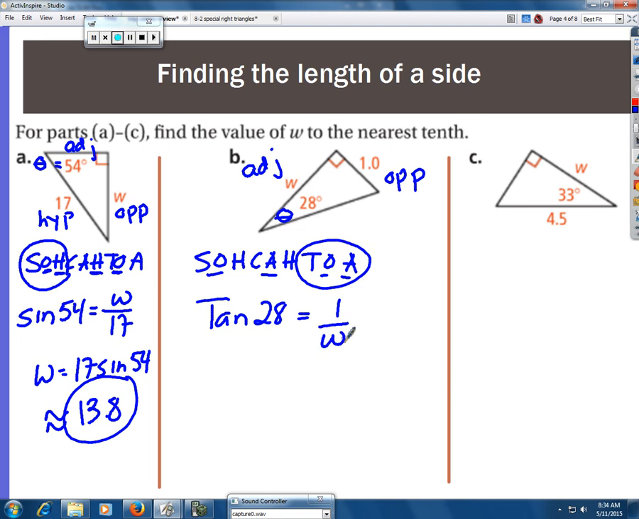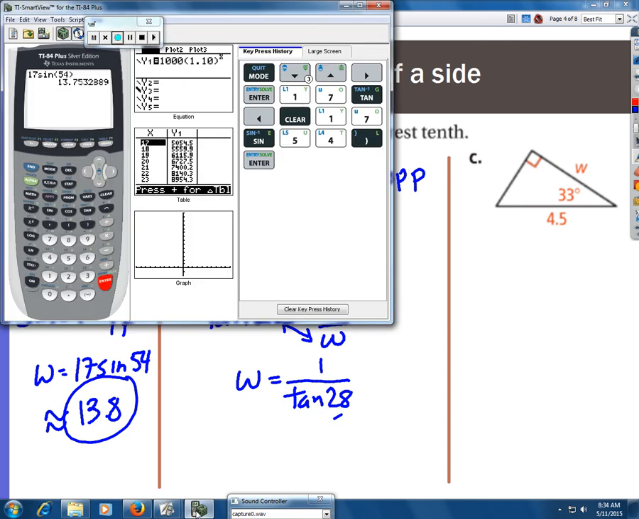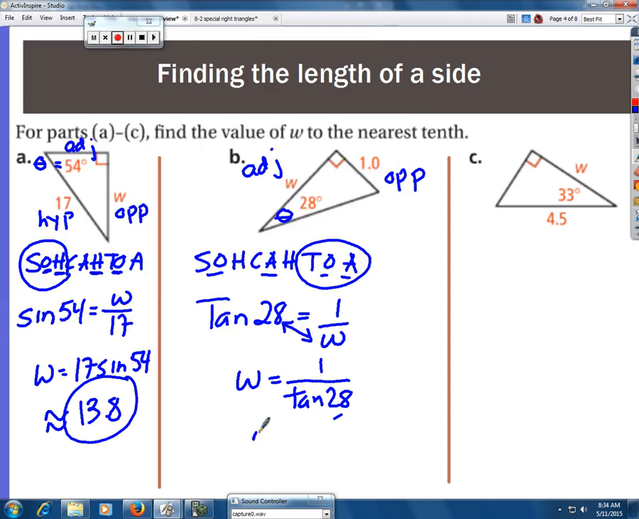So in the kind where the variable is in the denominator of this fraction, you're just going to switch the spots of these two pieces of information. So the w will go over here, and the tangent 28 goes on the bottom. You still have a 1 here. So this is what you'll put in your calculator: 1 divided by tangent 28, and that equals approximately 1.9.